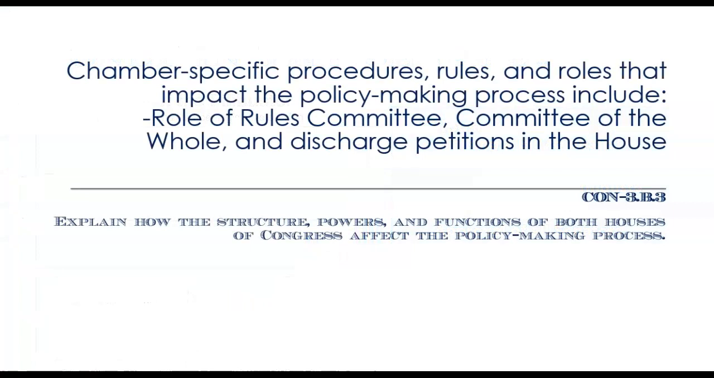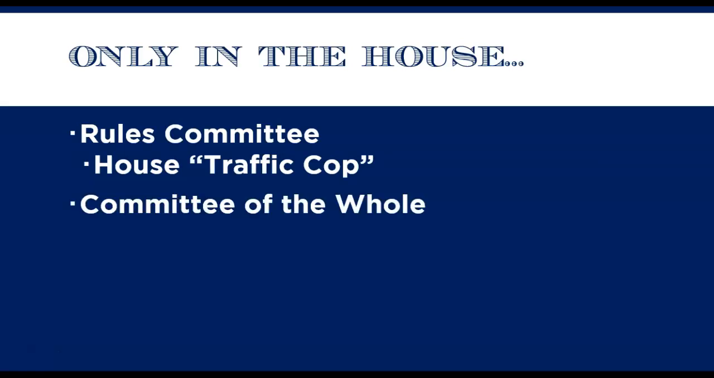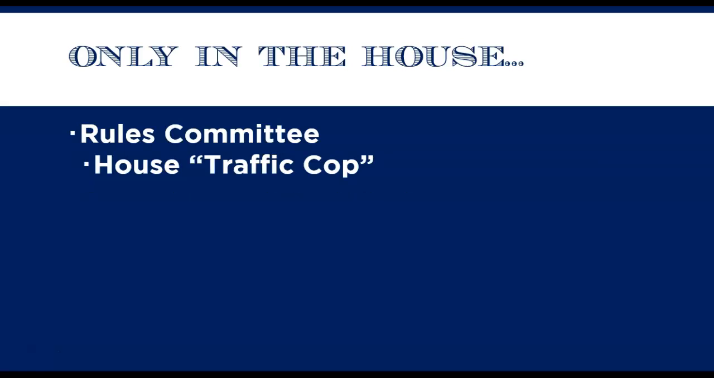All right, next we're going to talk about chamber-specific procedures, rules, and roles that impact the policymaking process. We're going to talk about the roles of the rules committee, committee of the whole, and discharge petition in the House. Rules committee, like I talked about earlier, is just the House traffic cop. They determine when and what gets voted on or talked about, and the majority party in the House controls this. Nothing reaches the floor for debate unless the rules committee allows it.